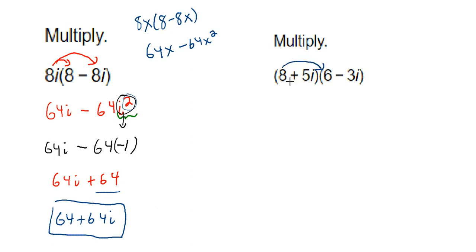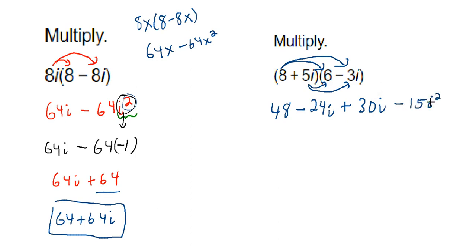So we'll multiply the first terms together. 8 times 6 is 48. We'll multiply the outer terms together. Positive times a negative is negative. 8 times 3i is going to be 24i. We'll multiply the inner terms together. Positive times a positive will be positive. 5i times 6 will be 30i. And then we multiply the last terms. Positive times a negative is negative. 5i times 3i is 15i squared.